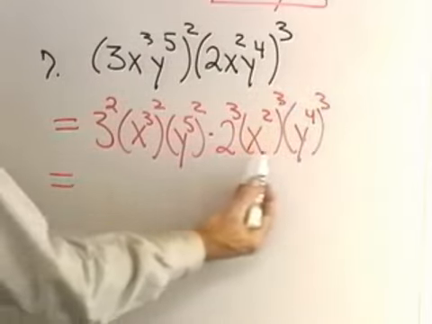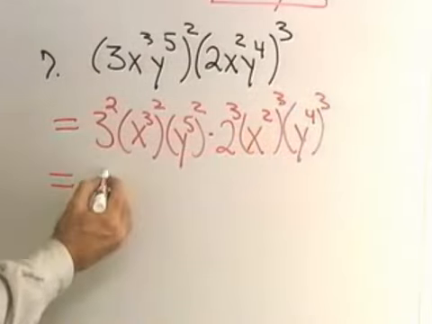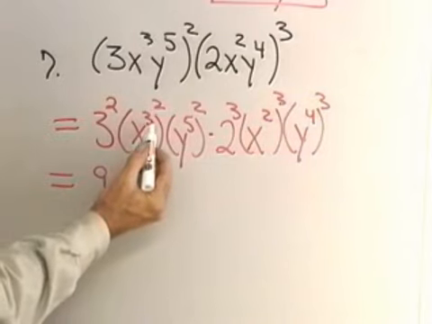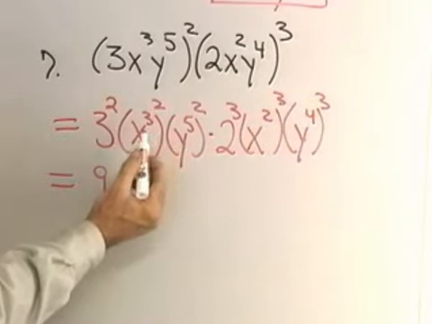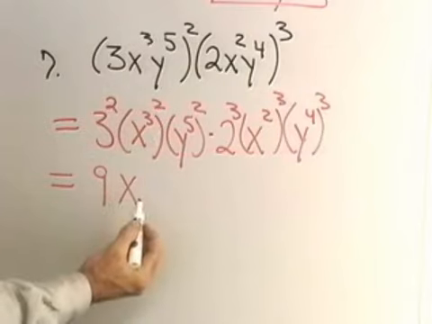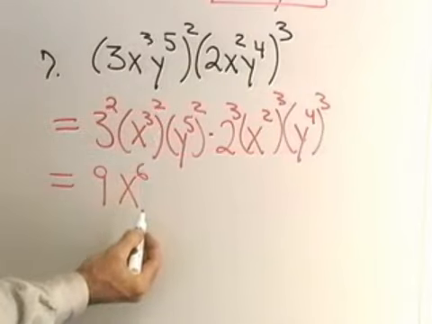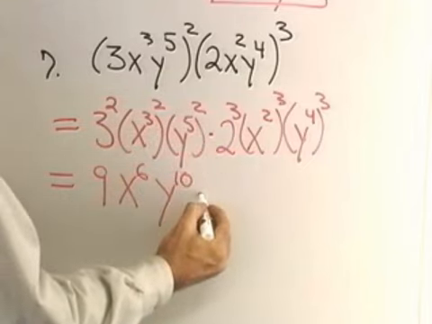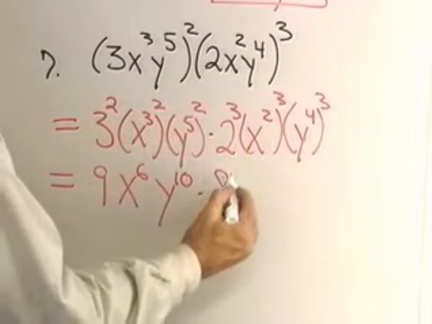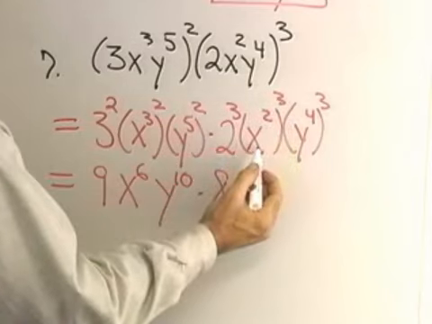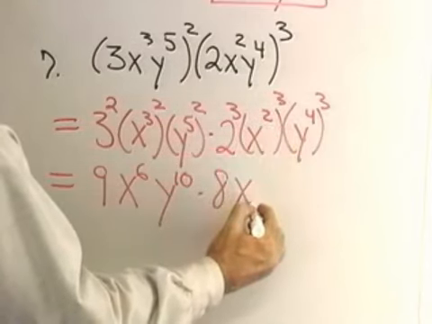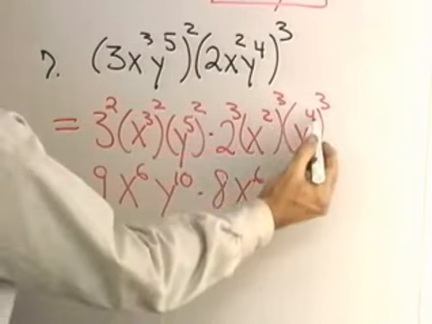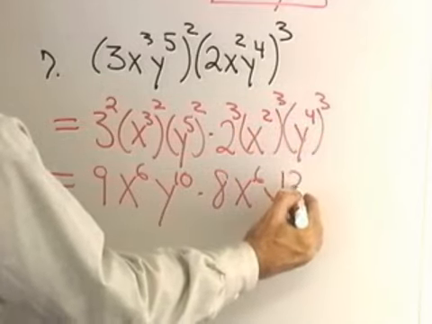Now, I'm going to simplify, going left to right here. 3 to the 2nd is 9. X to the 3rd to the 2nd power, I want to multiply exponents here. X to the 3 times 2 is x to the 6th. Y to the 5 times 2 is y to the 10th. Times 2 to the 3rd is 8. X squared to the 3rd, I multiply exponents and get x to the 6th. Y to the 4 times 3 is 12.